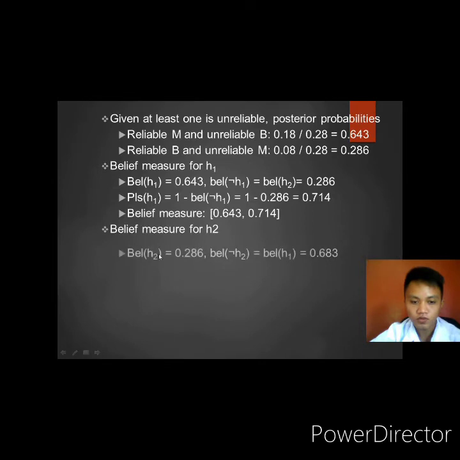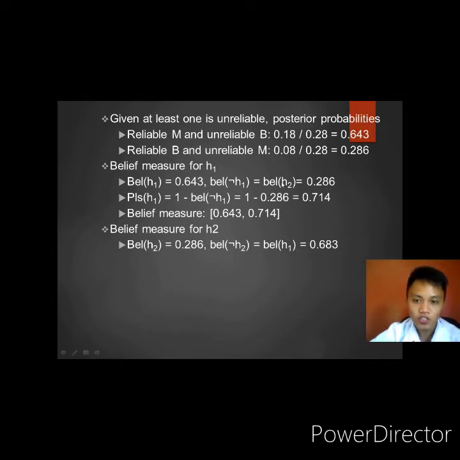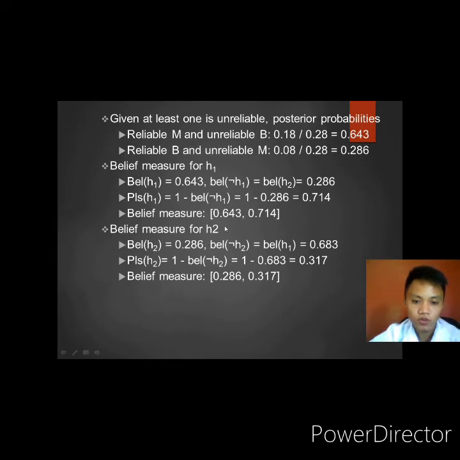Belief measure for H2. Bel(H2) equals 0.286. Bel(not H2) equals Bel(H1) equals 0.643. Pls(H2) equals 1 minus Bel(not H2), equals 1 minus 0.643, equals 0.357. The belief measure for H2 is 0.286 and 0.357.